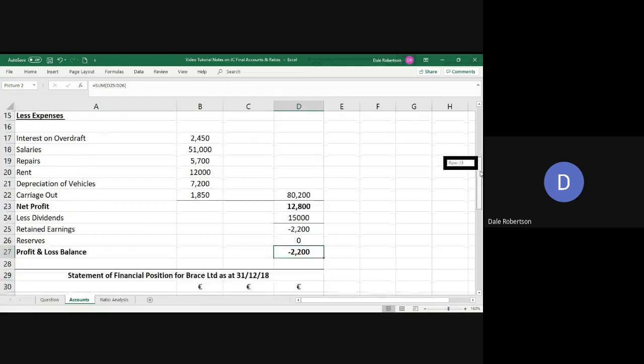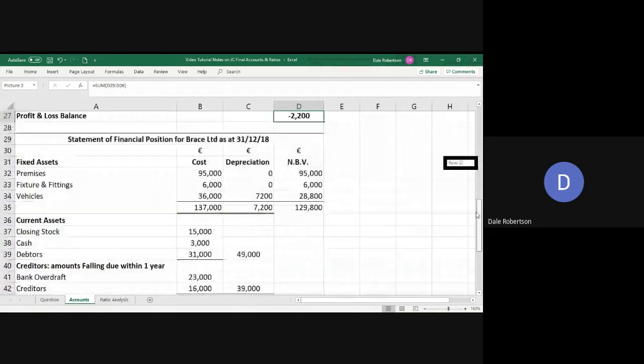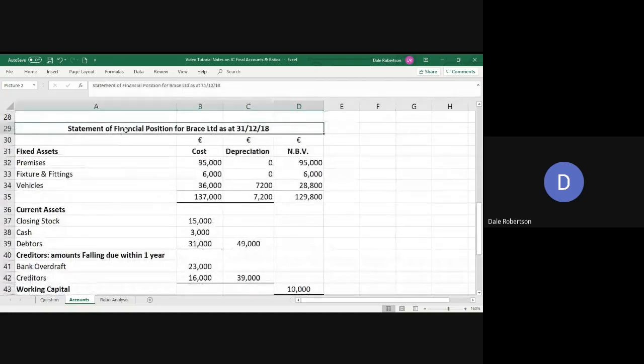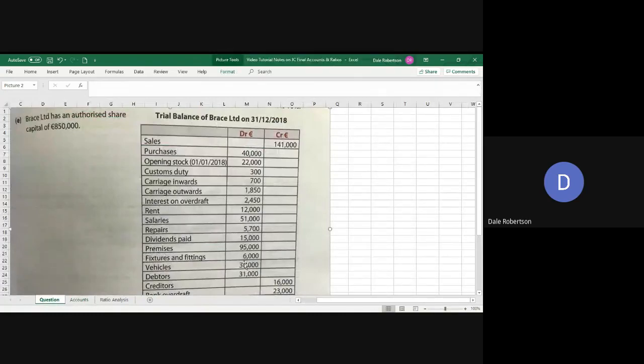Now, this would typically be the second page of your account. So in here, this is a heading called Statement of Financial Position for Brace Limited. And you start off with your fixed assets and you have cost, depreciation, net book value as your heading. Now, what fixed assets do we have? Well, let's take a quick look back at the question and you'll see that we have 3: premises, fixtures and fittings, and vehicles. Those are 3 assets. We know they're assets because they're in the debit column. And we know debtors is a current asset. So therefore, those 3 are our fixed assets.